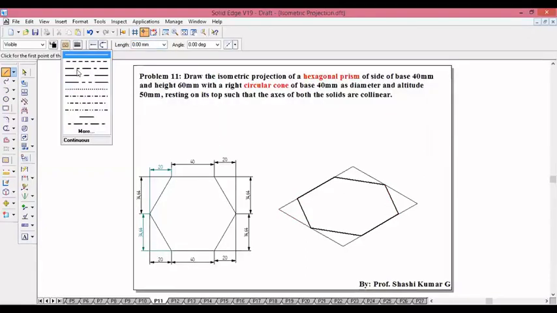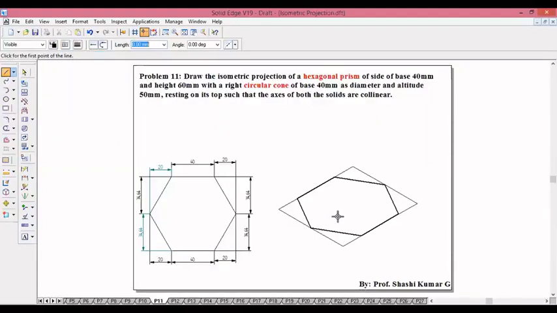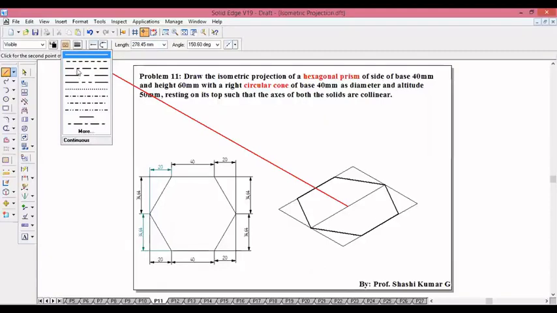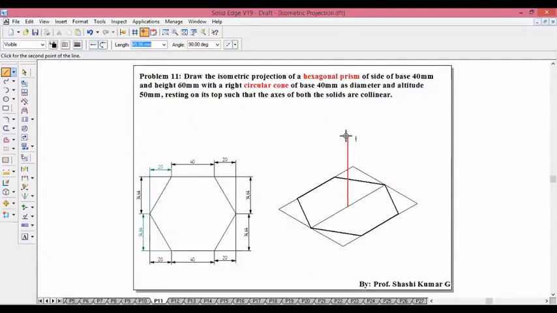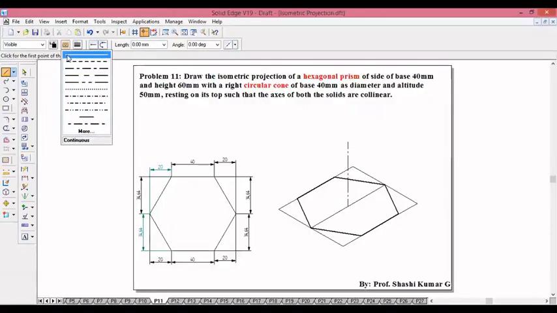Take the axis line, line thickness 0.13, from the intersection. Better you draw a thin line which joins these two corners. The midpoint of this line will be the center of the prism from which we need to take the axis line, the hexagon height. The hexagonal prism of base side 40 mm has height 60 mm. So 60 is the length, angle is 90. Then switch to continuous line.